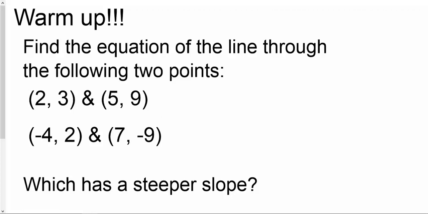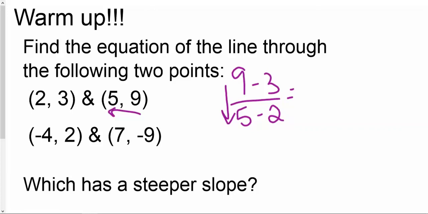Okay, for the first one, anytime we have 2 points, the first thing we want to do is find slope. So we're going to do 9 minus 3 over 5 minus 2. We have to line up those x and y values, right? And so this gives us 6 over 3, which gives us a slope of 2.